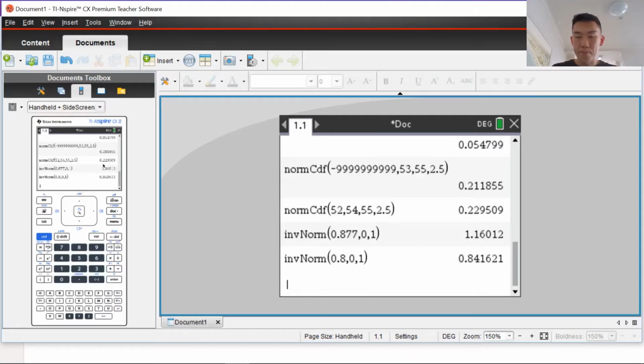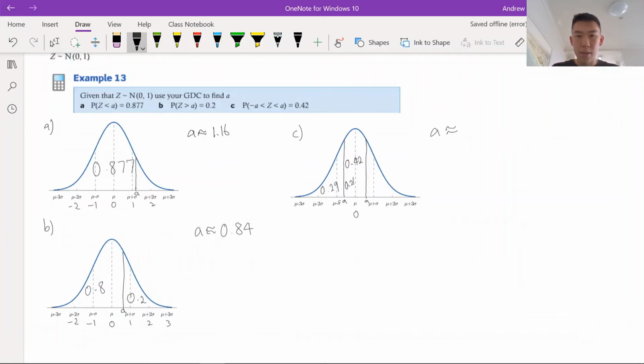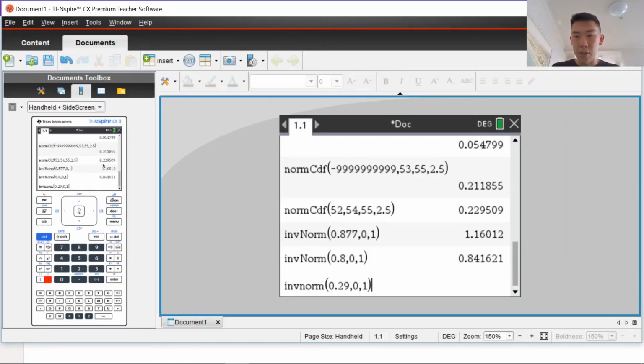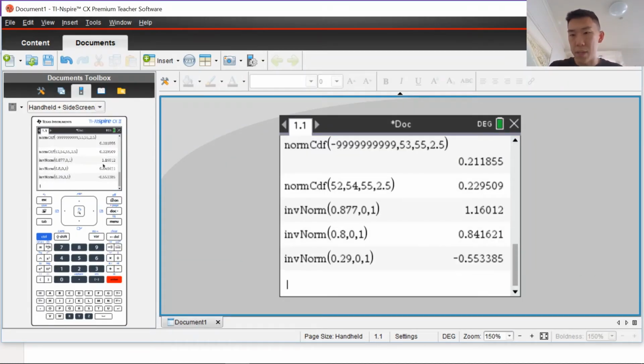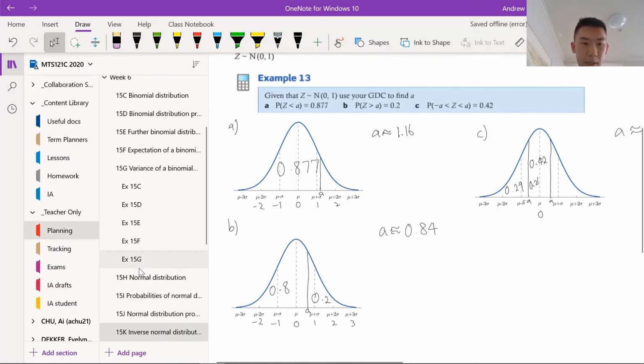So inverse normal, we want our area to be 0.29. Mean and standard deviation don't change. Okay, so that means A equals negative 0.55. Well, A will equal 0.55. Alright, and that's how we do that one. Let's keep going.